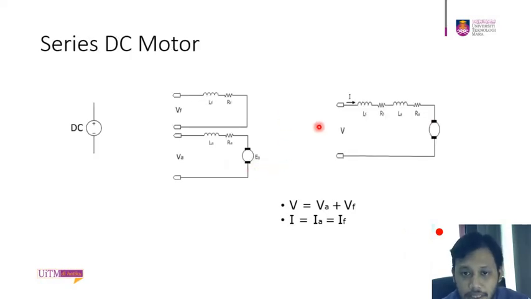And for a series DC motor, you have your field and armature circuits connected in series. So the input voltage equals the armature voltage plus the field voltage, and your input current I in is equal to IA and IF.